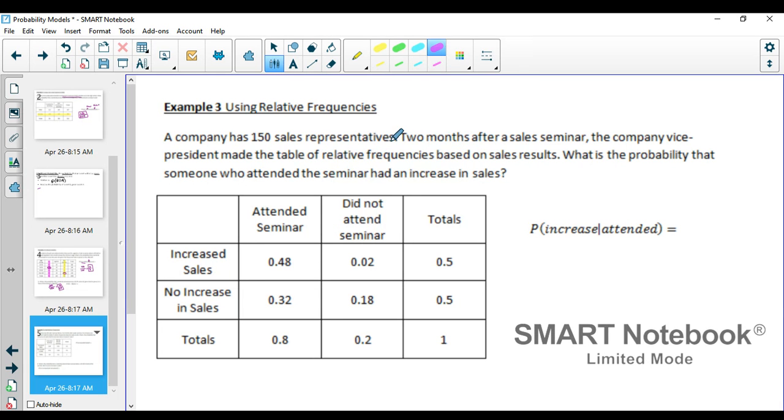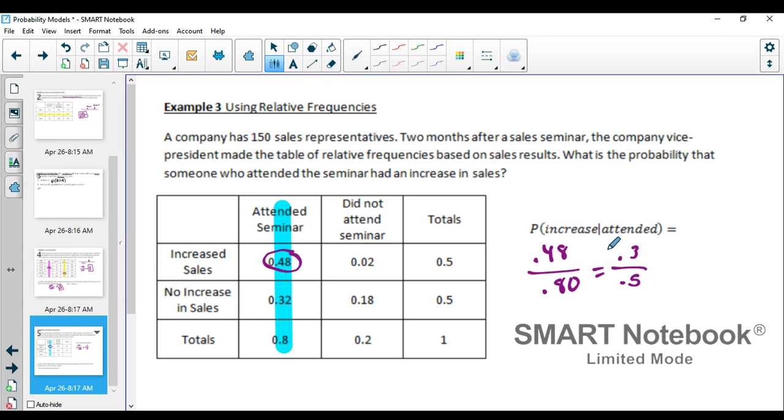Now we're looking specifically at the column of people who attended the seminar, and then the number that increased their sales. In this case, this one. So we have 0.48 over 0.8. We can make it 0.80 so that they both have 2 decimal places. All right, which simplifies to 0.3 over 0.5.